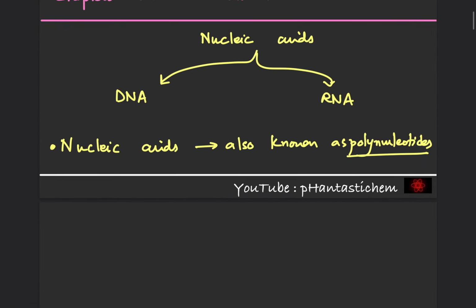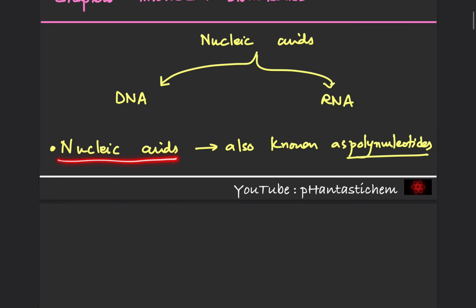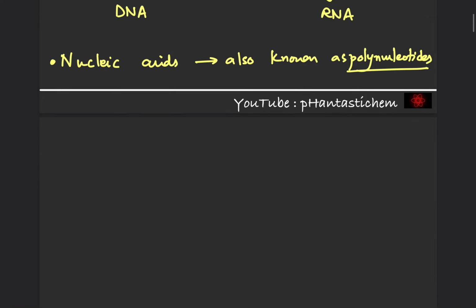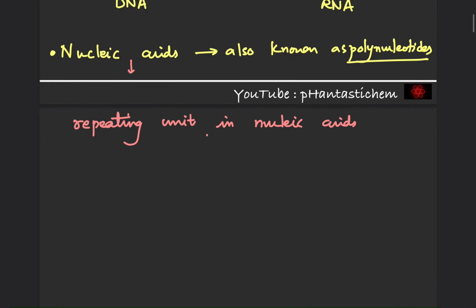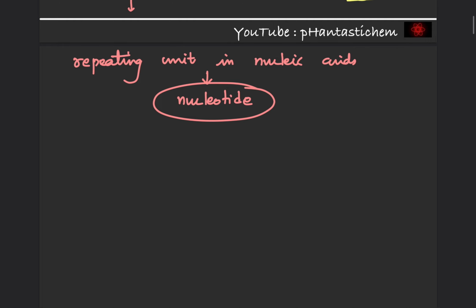See, nucleic acids are biopolymers, so obviously there will be a repeating unit, right? So the repeating unit in nucleic acids is nucleotides. Therefore the nucleic acids are also known as polynucleotides. So there are many nucleotides which are repeating. You can write this down: the repeating unit in nucleic acids is a nucleotide. Each nucleotide is made up of three parts. Very important.